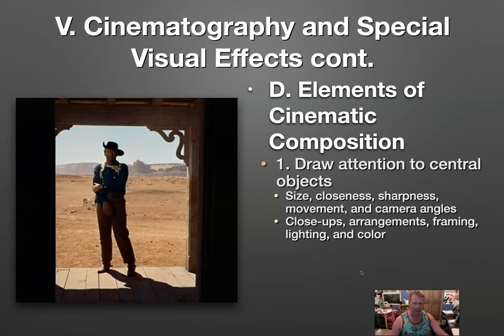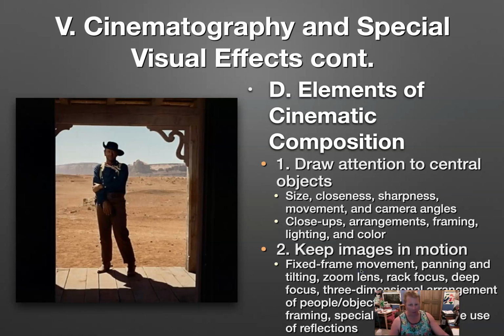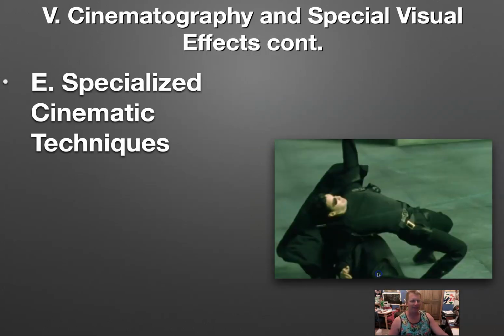The lighting, the color, very, very important to highlight certain things. They also have to keep the images in motion. So you have fixed frame movement, where the camera moves around something that's just a still image, almost like the Ken Burns effect. You have panning and tilting, the camera moving. You have zoom lens, rack focus, deep focus, which is Citizen Kane, three-dimensional arrangement of objects, foreground framing, special lighting, and the use of reflections, either with water or mirrors, or all these fun camera tricks that you've probably seen over and over again. Didn't know that they really had names to them.